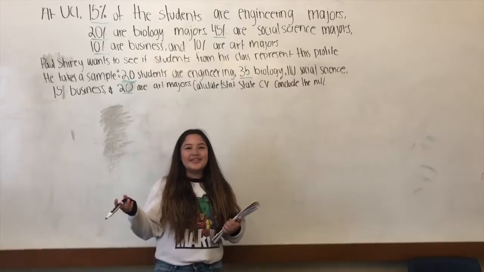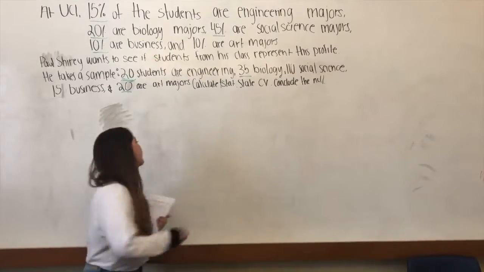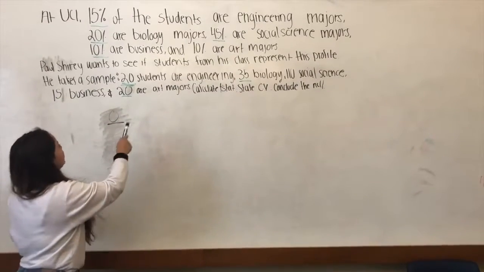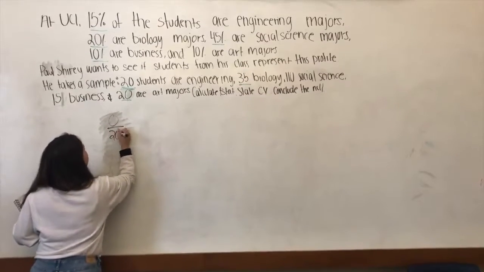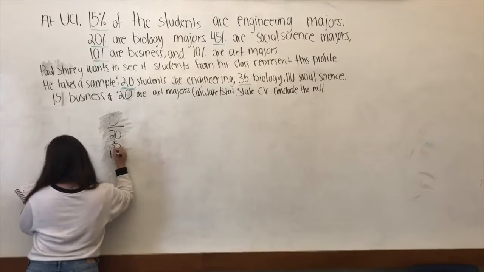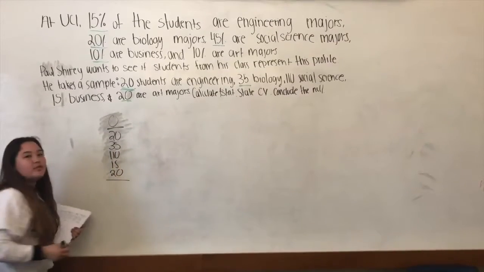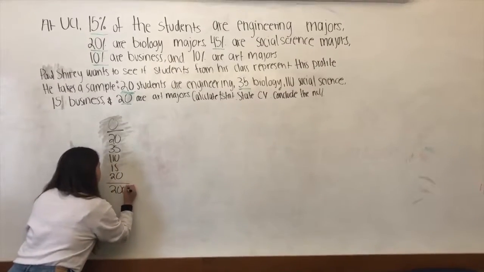For the chi-square distribution, we're going to create a chart, and the first thing to put into the chart is the observed numbers. In this case, the observed numbers will be 25, 30, 110, 15, 20. So I'm going to input these numbers. Afterwards, we're going to sum all these numbers, and we'll get the total of 200.